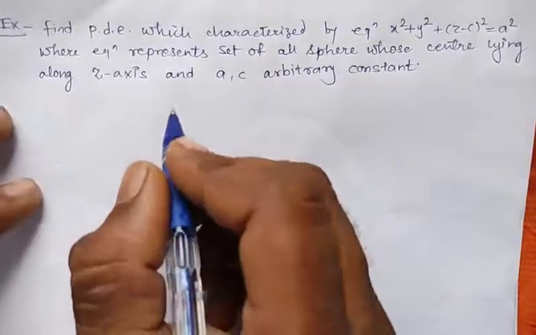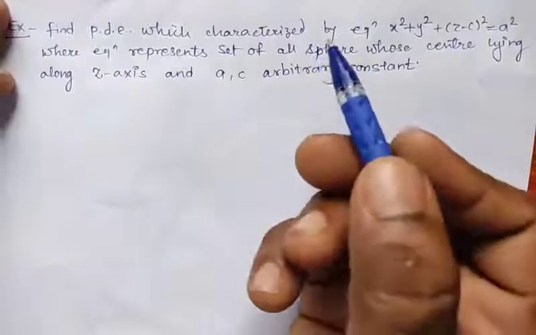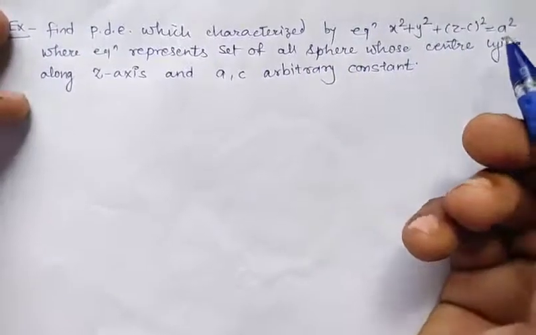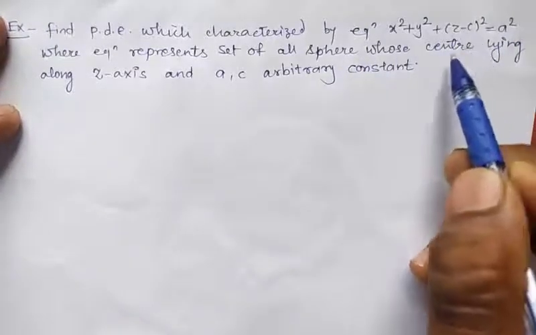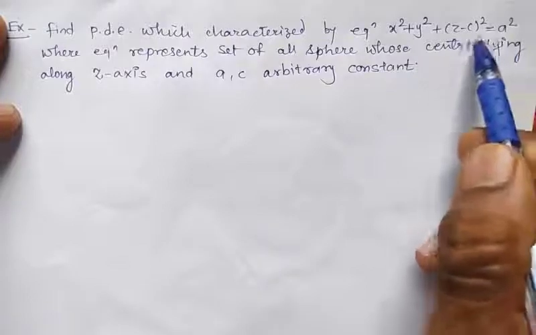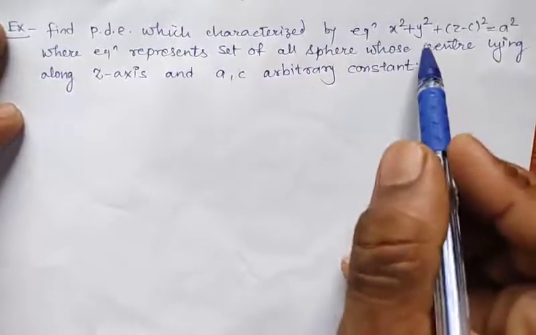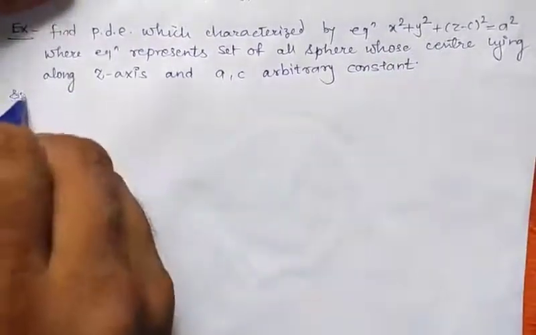Now let's see the example. Find the partial differential equation which is characterized by the equation x square plus y square plus (z minus c) whole square equal to a square, where the equation represents the set of all spheres whose centers lie on the z axis, and a and c are arbitrary constants. Now to find its partial differential equation, see the solution.